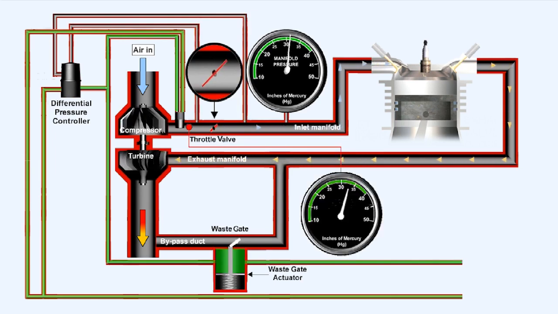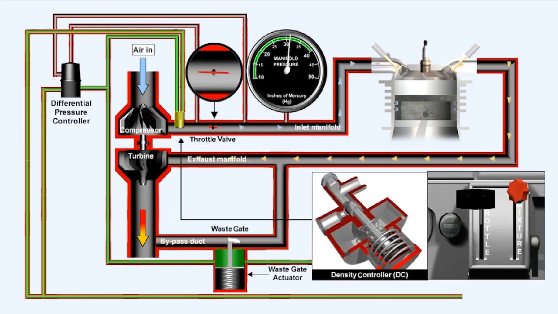If a lower than maximum manifold pressure is required, the differential pressure controller will adjust the wastegate position to maintain a differential pressure of approximately 2 inches of mercury between the compressor outlet, deck pressure, and the inlet manifold. As previously stated, the differential pressure controller is used to control compressor output pressure during partial throttle settings.